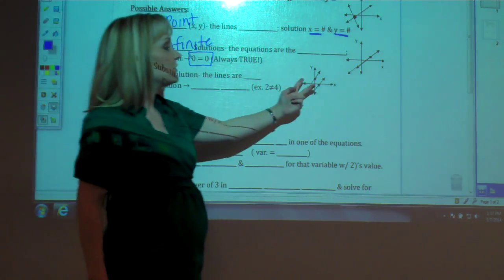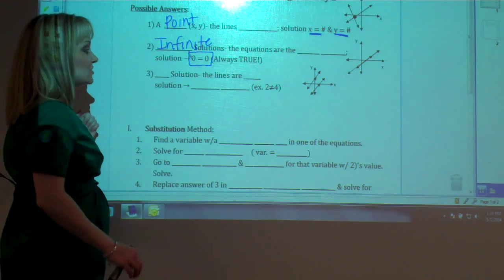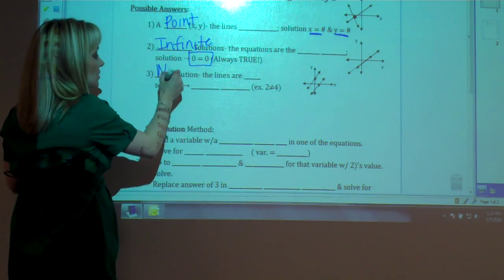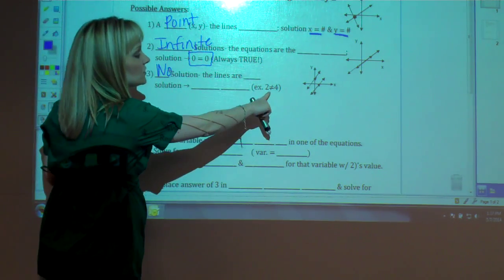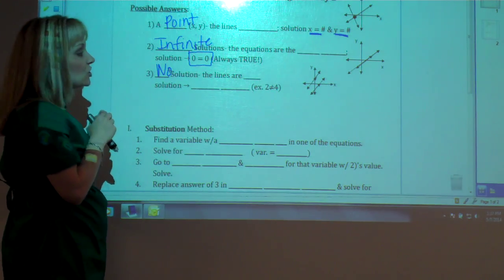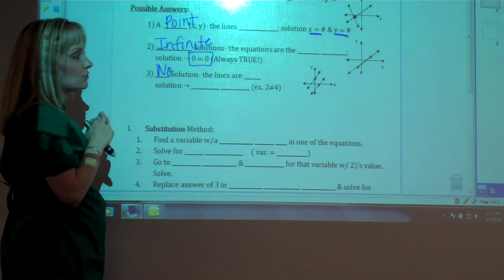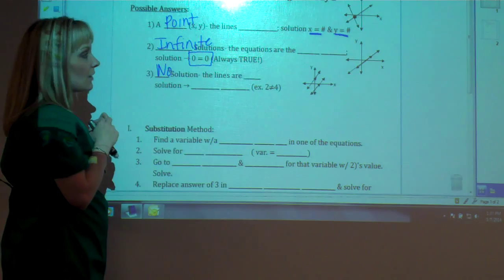You can also have two parallel lines that will never intersect, and this is a no solution, all right? In your no solution, you'll get a false statement. 2 is not equal to 4, and that is how you know that it's a no solution, all right?